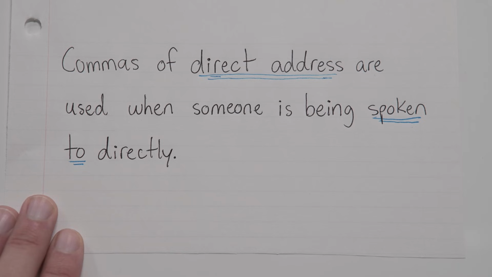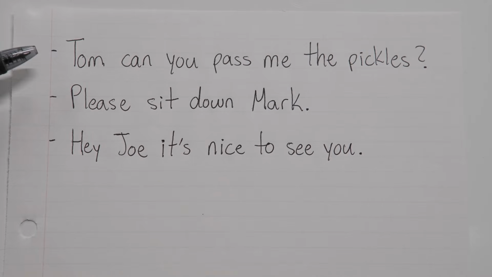Regardless, commas of direct address are used when you are talking to someone, when you are directly addressing that person. For example, Tom, can you pass me the pickles? We're talking to Tom here, asking him if he can pass the pickles. Please sit down, Mark. Again, we're talking to Mark. We're directly addressing him. Hey, Joe, it's nice to see you. Same thing, again. We are talking to Joe. We are directly addressing Joe.